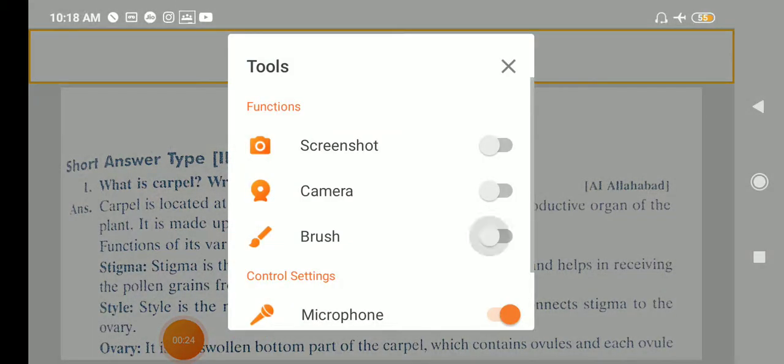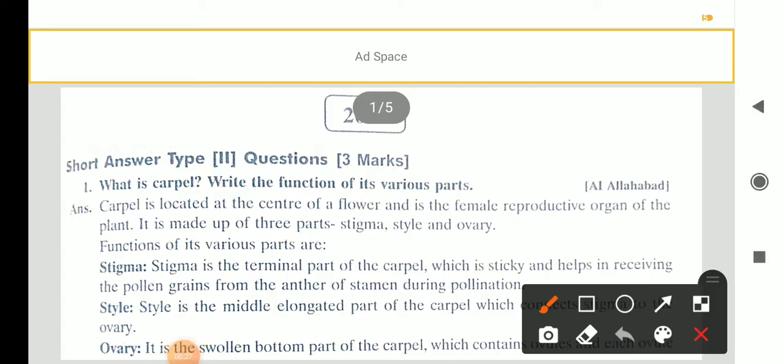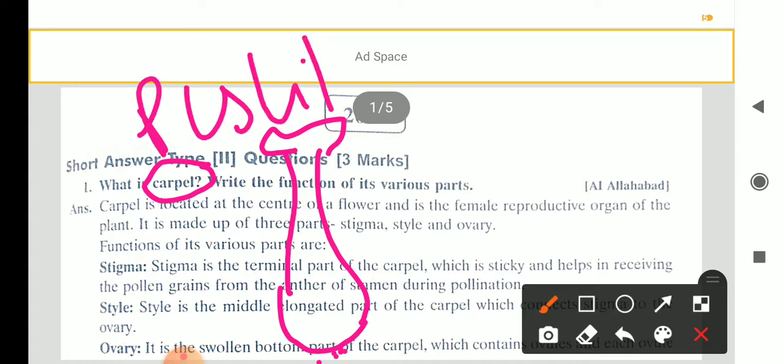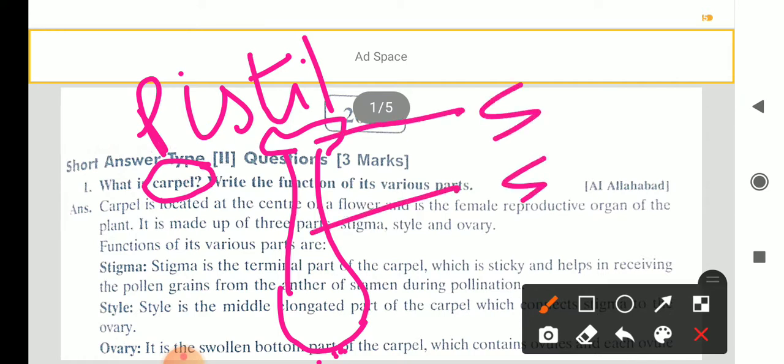Now see, carpel, you all know, is the middle part of the flower. This part of the flower is called carpel. You can say carpel or pistil. Pistil, right? Ovary is a different thing. Carpel or pistil is the same term. It is a female reproductive organ, right? It has three parts. This part is called a stigma, this part is called a style, and the lowermost part is called ovary, right?